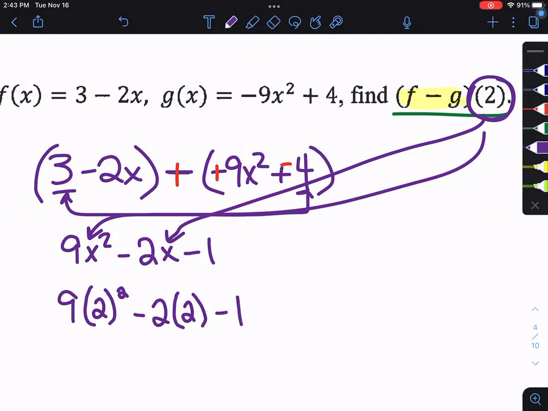I'm just going to type that in my calculator the way that it's written. You could simplify it by hand, but since you're on a time limit, you're going to want to use your calculator to just type this all in at once. You get 31 as your answer.